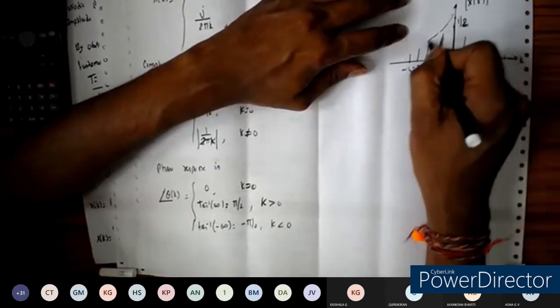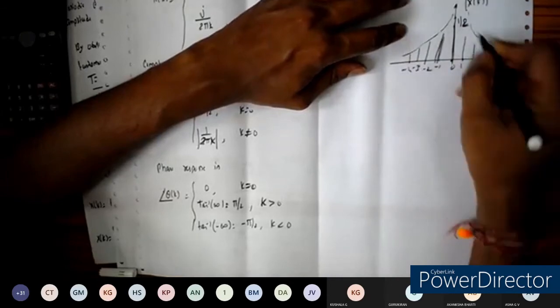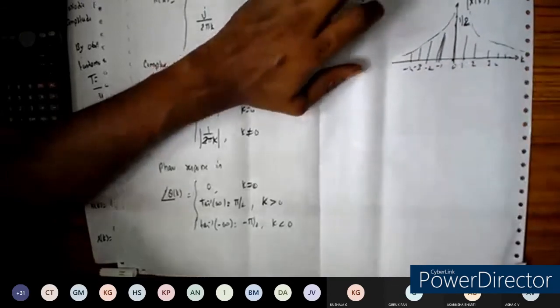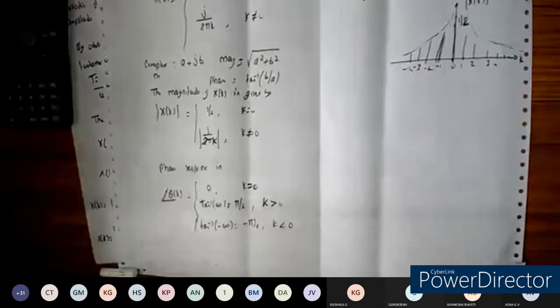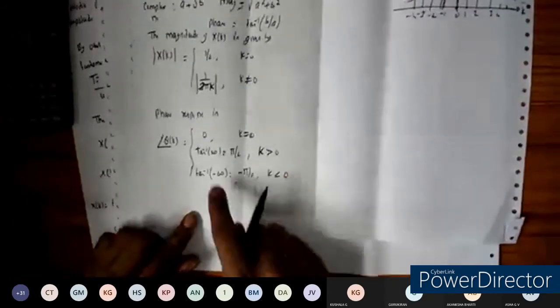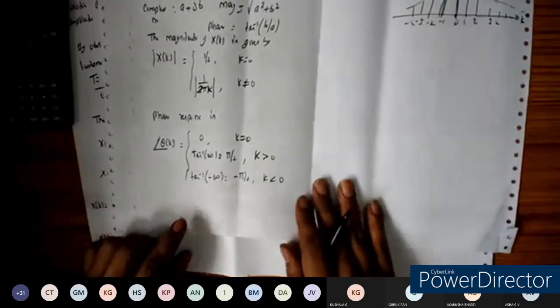So it is going to decay like this here. So this is the discrete graph. I'm just plotting this one. So this is the magnitude response. And the phase response, we can plot from this expression.